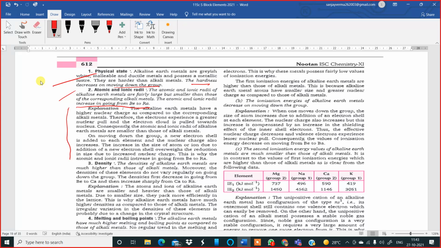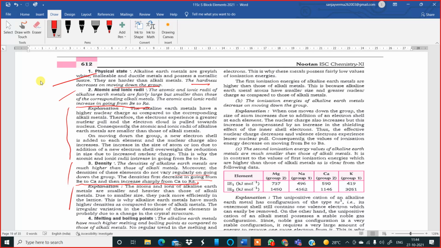Now, coming to density. The densities of alkaline earth metals are much higher than those of alkali metals. Moreover, the densities of these elements do not vary regularly on going down the group. The density first decreases from beryllium to calcium and then increases sharply from calcium to radium. This is a small anomaly; the trend is not uniform. The explanation is not so important.